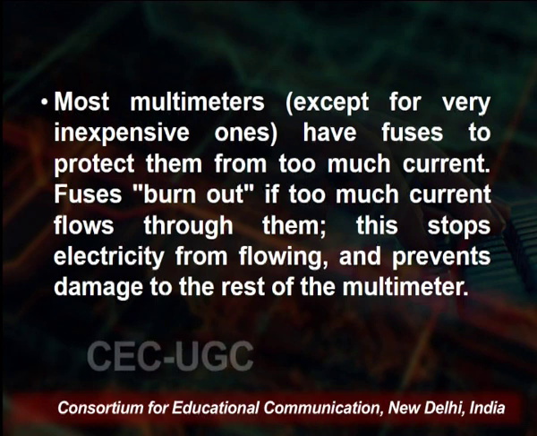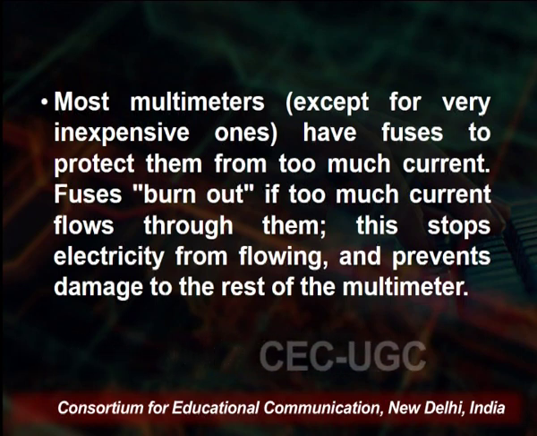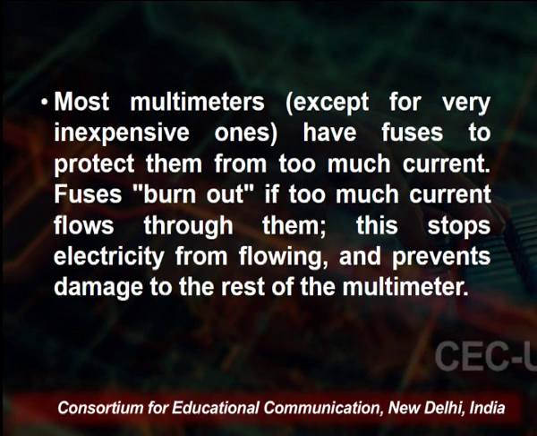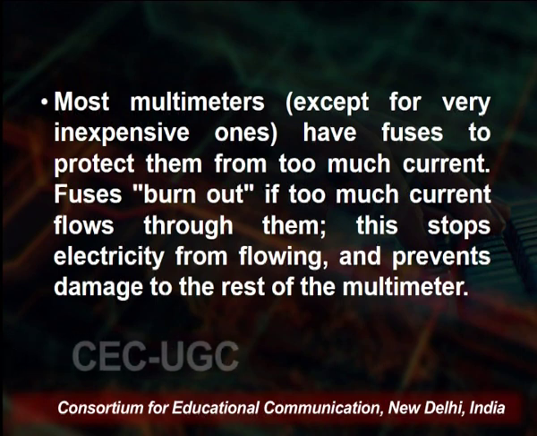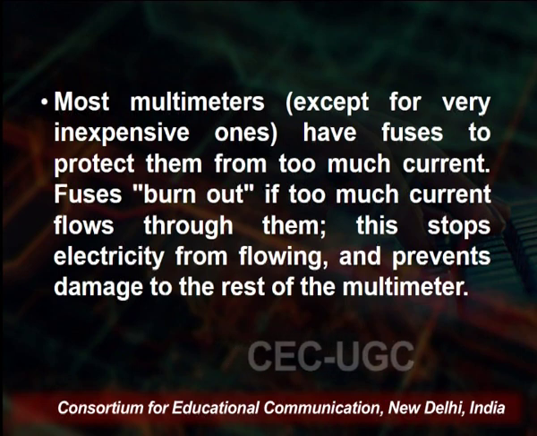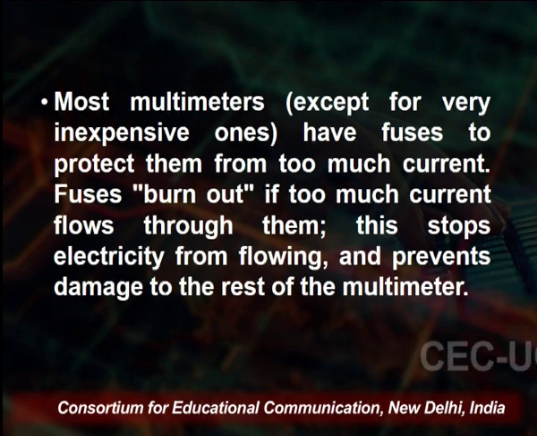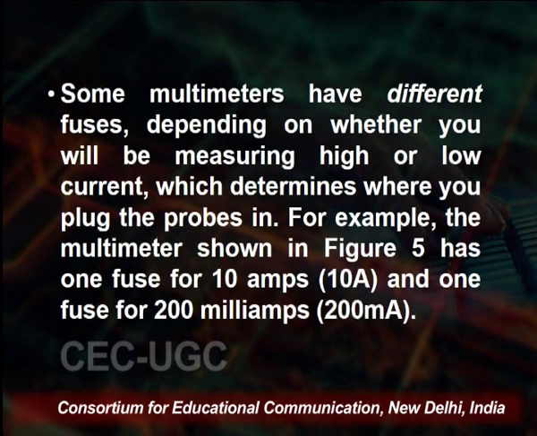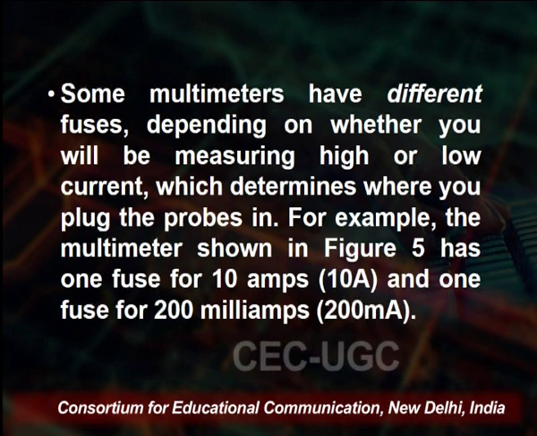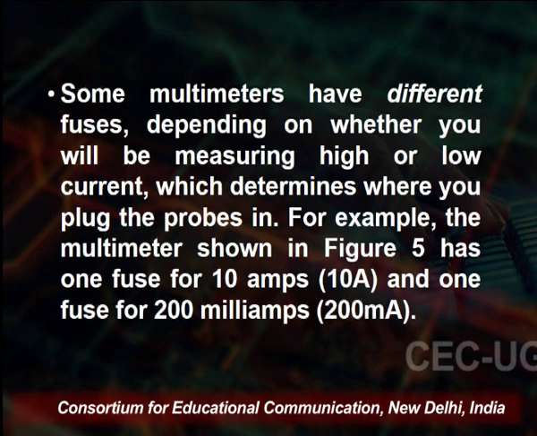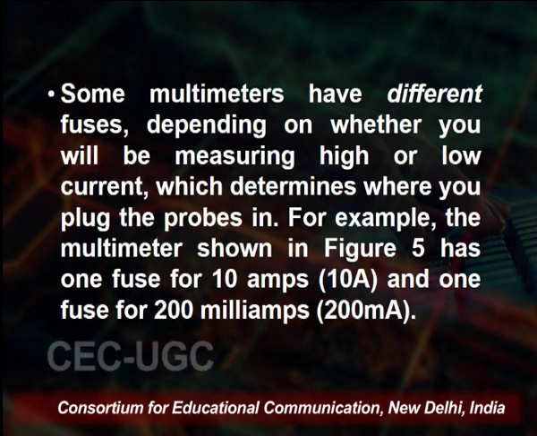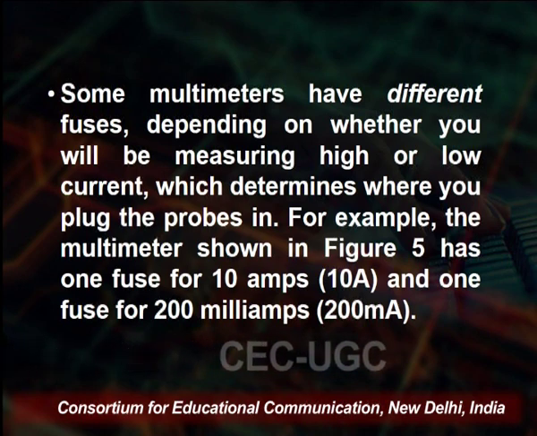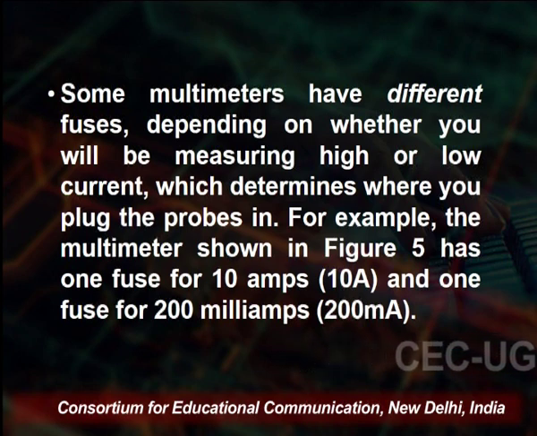Most multimeters have fuses to protect them from too much current. These fuses burn out when too much current flows through the circuit in the multimeter, so they stop electricity from flowing and prevent damage to the rest of the multimeter. So a fuse is also there in the multimeter. Some multimeters have different fuses depending upon whether we are measuring high or low current, which determines where we can plug the probe.